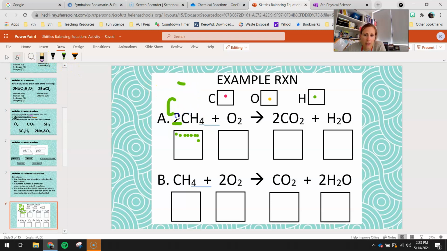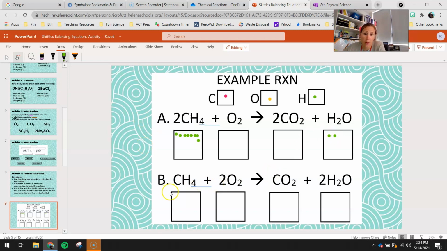Let's go back and look at what other molecules have hydrogen. I have hydrogen right there. There's no coefficient in front, so I just have 1 molecule of H2O. That means I only have 2 hydrogen atoms. So I can tell you off the bat that this one is not balanced. I have 8 over here, but only 2 over here. That's not right. Where did the other 6 go? Those 6 atoms of hydrogen can't be destroyed.